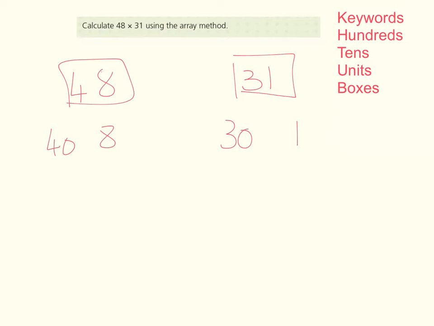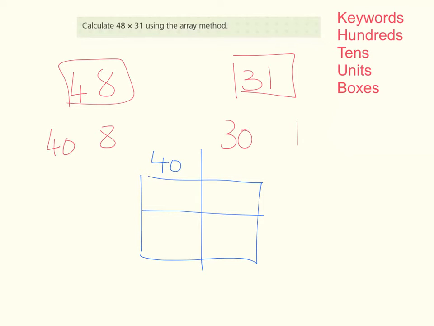To apply this box multiplication method, I'm going to draw out a nice box, it doesn't matter, it can be any size, and on the top I'm going to put in the numbers 40 and 8. And along the side here, I'm going to put in the numbers 30 and 1. I'm now going to multiply these two numbers by using the box method.